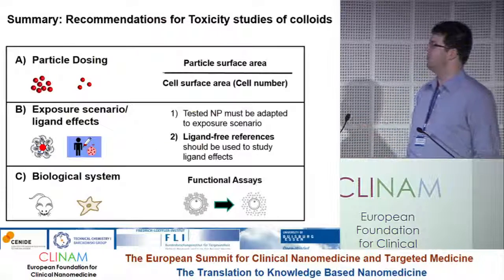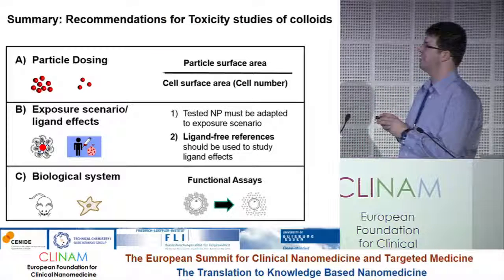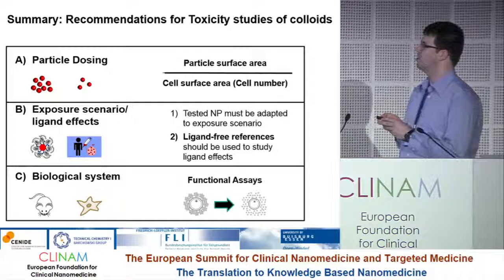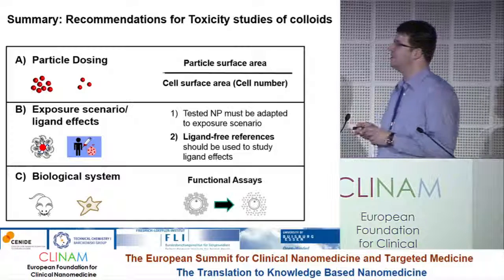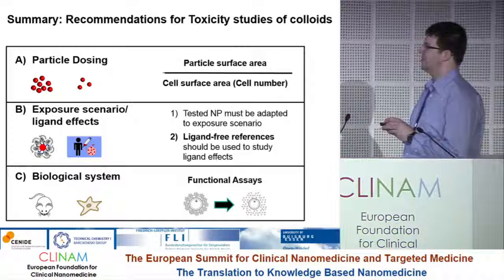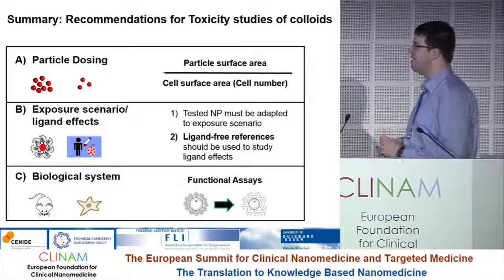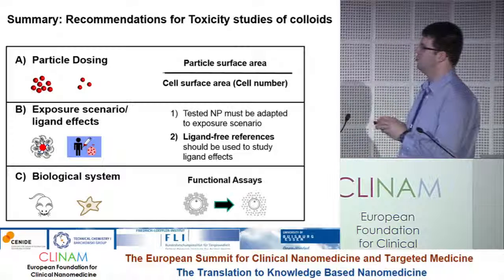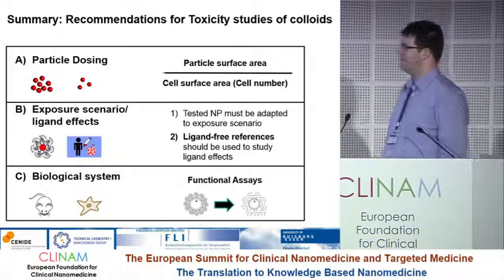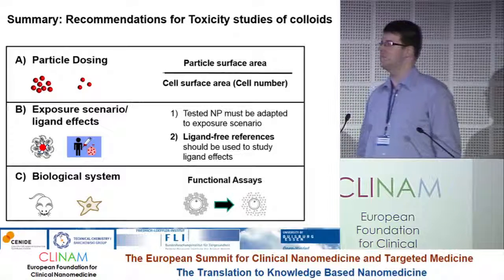So to summarize my talk and give some recommendations on how to design toxicological assays, the first important thing is that we always have to be very careful when it comes to particle dosing. We always have to use the dose at equal particle surface area and always reference this to the biological system. Secondly, when we study ligand effects in different exposure scenarios, it's always important to adapt the nanoparticle to the exposure scenario. And I've shown you that when we want to study ligand effects, fundamentally, we have to use ligand-free references. And in the third part, I've shown you that functional assays are the most important for toxicological assays.